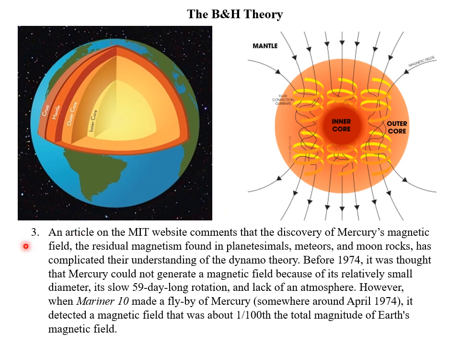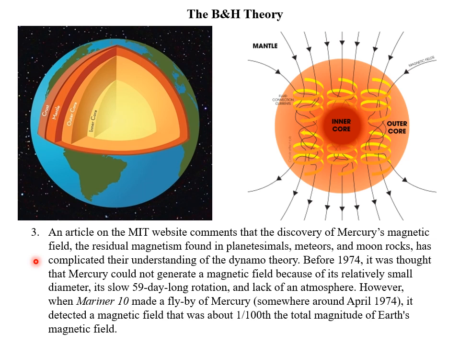Okay. An article on the MT website comments that the discovery of Mercury's magnetic field, the residual magnetism found in planetesimals, meteors, and moon rocks, has complicated their understanding of dynamo theory. Before 1974, it was thought that Mercury could not generate a magnetic field because of its relatively small diameter, its slow 59-day long rotation, and the lack of an atmosphere.